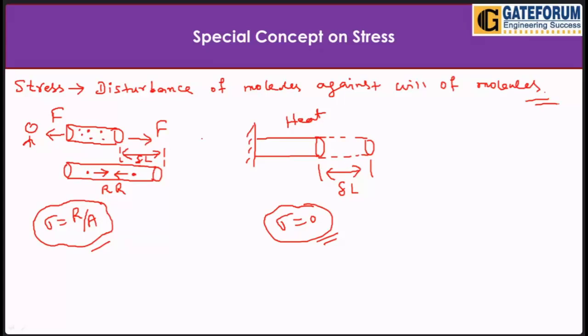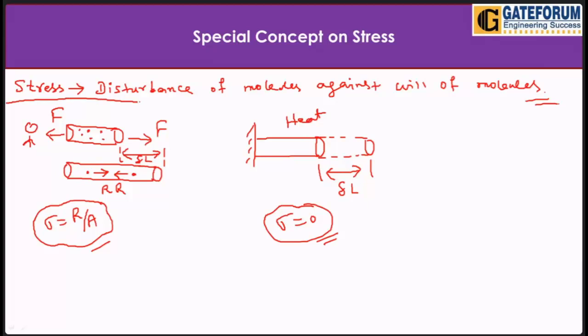But in the first situation, you have applied the force from the outside. Molecules are not willing to go away from each other. So what happened? They will try to come back to the original position with the help of resisting force R, and that's why there is a stress R by A, that is a resisting force per unit area. I think you understood. This is a very special concept, a very special definition of stress.